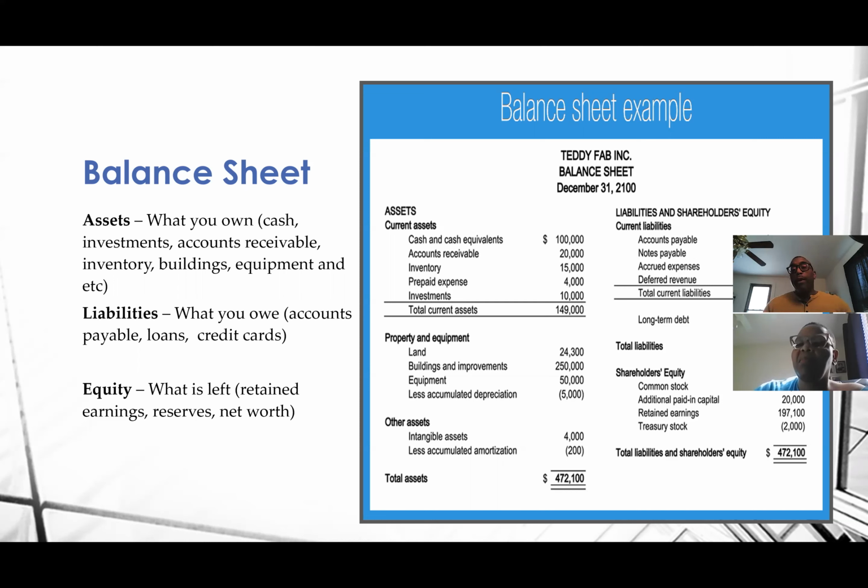It's what you generated through your sales or services that you billed out, but you haven't received. Inventory, things you have to purchase to be able to run your business, to produce your products and services, that's an asset. Buildings, equipment, etc. So the things that you purchase that you own, those are assets.